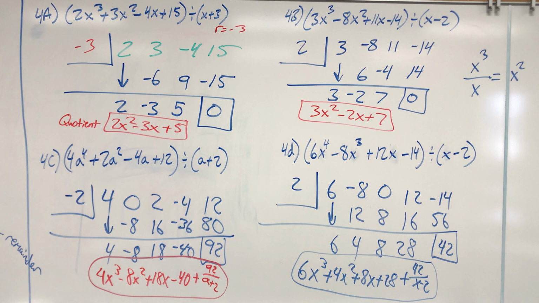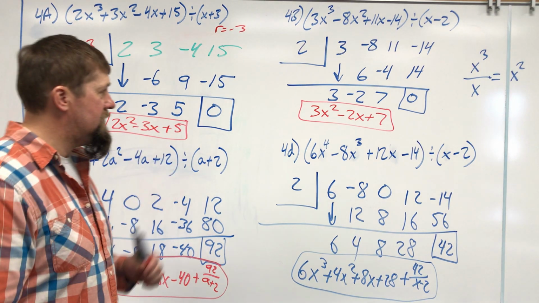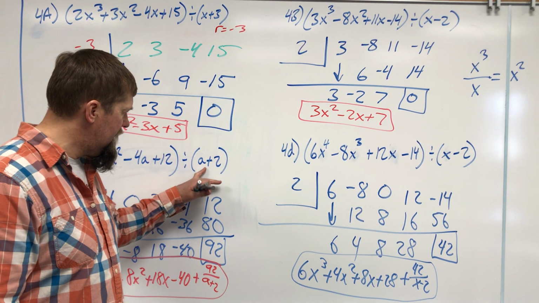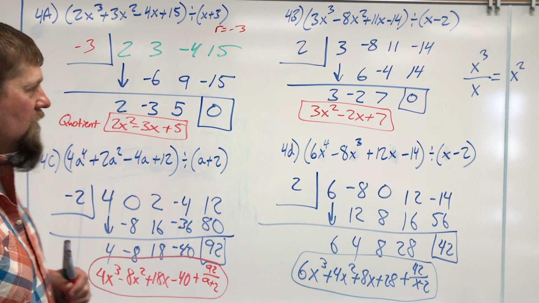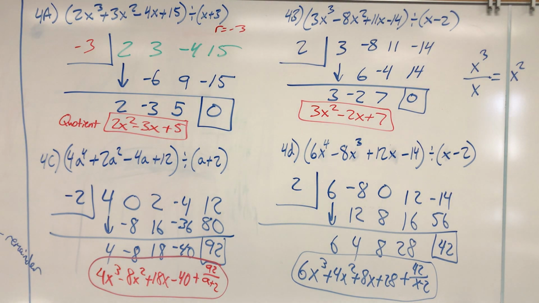Now, we're going to go ahead and do a couple more, but this time they're just a little bit different. We're not exactly dividing by x minus r form, and I want to show you that. That's example 5.